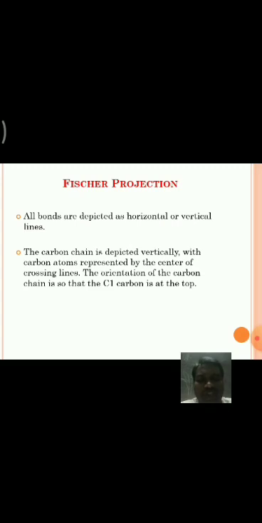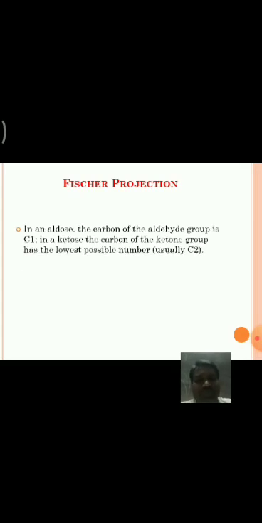In writing Fischer projection, we know that all bonds are depicted as horizontal and vertical lines, and where the vertical and horizontal lines meet, the center of that crossing represents a carbon atom. And moreover, the orientation of the chain is so that the first carbon, the C1 carbon, is at the top. By seeing an example, generally we can observe.